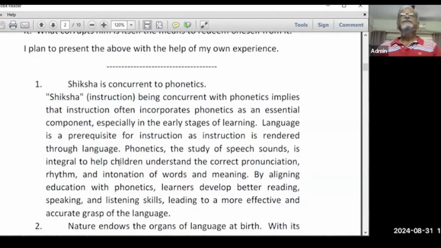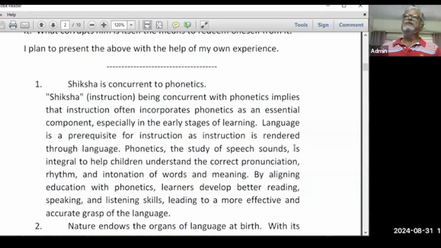So I start. Shiksha is concurrent to phonetics. Shiksha or instruction being concurrent with phonetics implies that instruction often incorporates phonetics as an essential component, especially in the early stages of learning. Language is a prerequisite for instruction, as instruction is rendered through language.